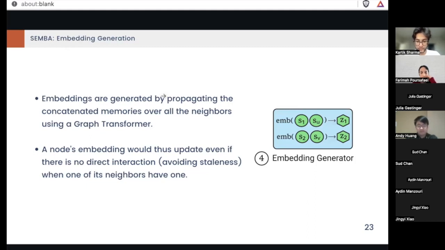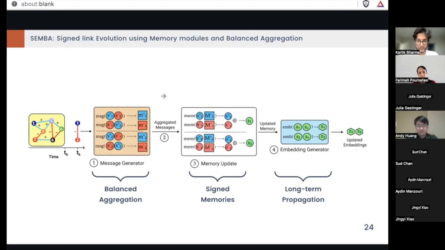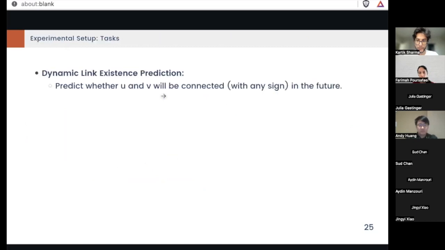Okay. So this summarizes our model, Semba. And let's see the experiments. I guess this is a major contribution of the work as well, because this setting is new and different, so we need to come up with different tasks as well.